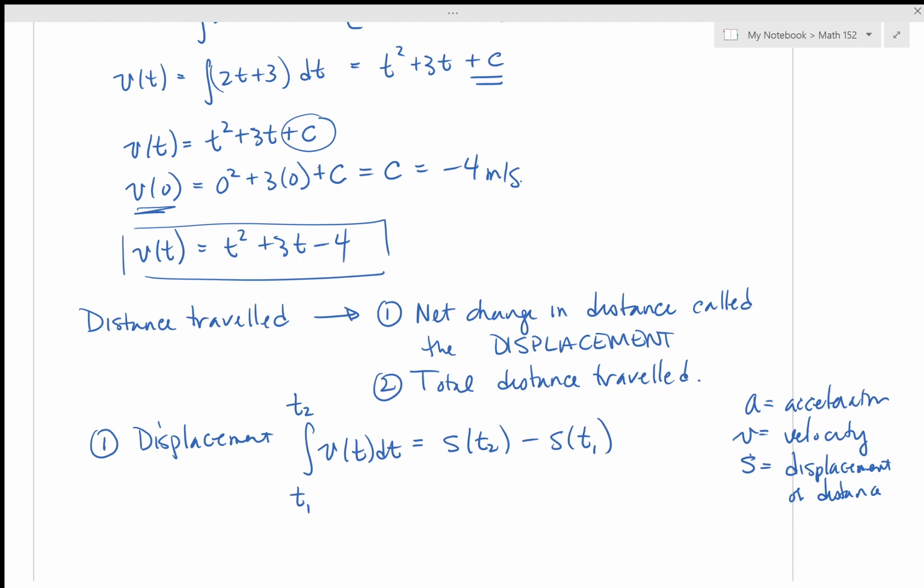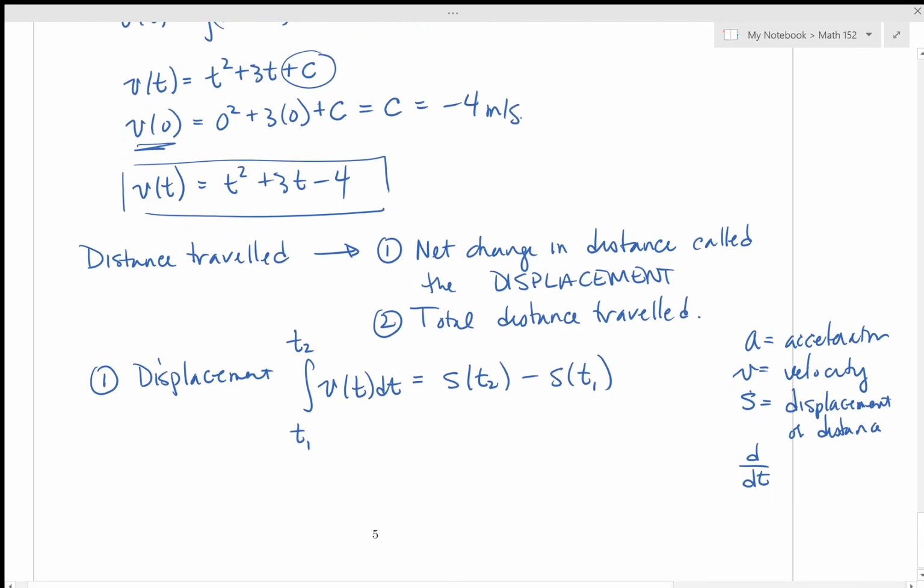Because d is now for us meaning the derivative, we're often writing stuff like d by dt. So d is taken on this meaning of the derivative. So we're no longer going to be using d for displacement or distance. We're going to use s. That's why I've used s here. Okay, so that's the displacement. And then 2, the total distance traveled.